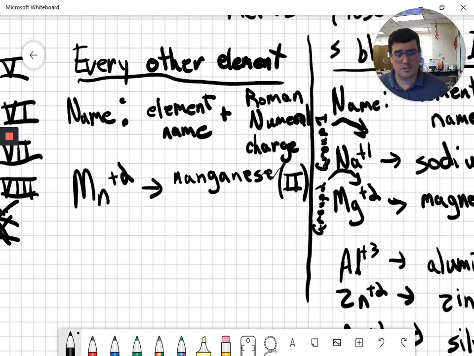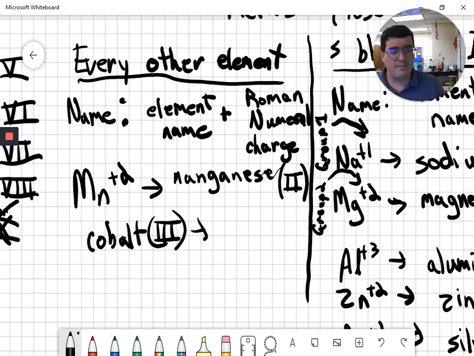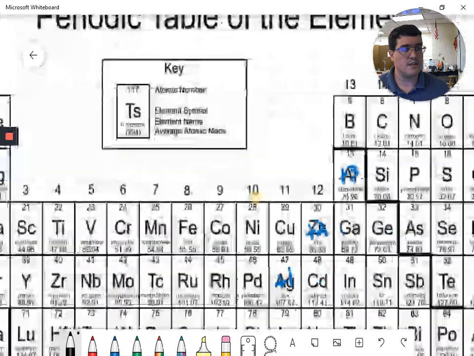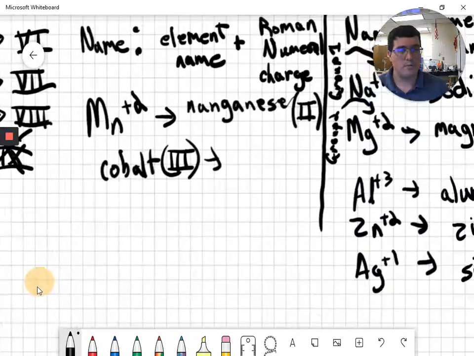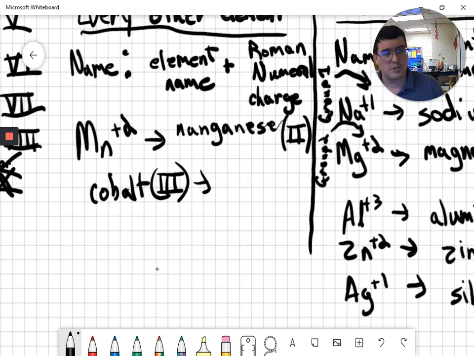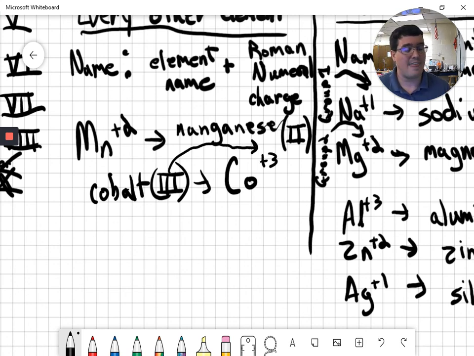This is even easier in the reverse. If I want to do cobalt(III) as the name of an ion, now I need to write the formula of that, so I need to find out what cobalt is. I go back to my table. There's cobalt right there. It is Co, the symbol for cobalt, a capital C and a lowercase o. And what we're going to do is take that 3, and that becomes the charge of the cobalt. It is a +3. And that's how you name ions and write their symbols.